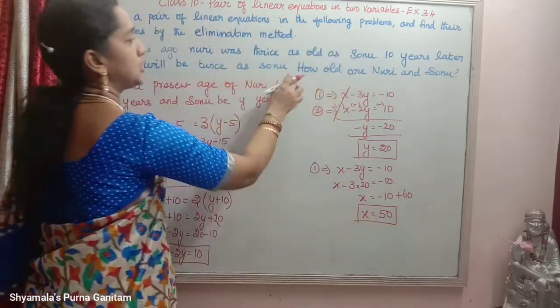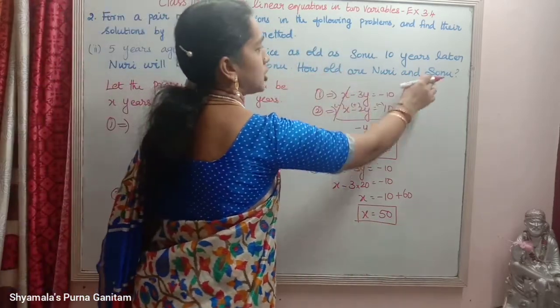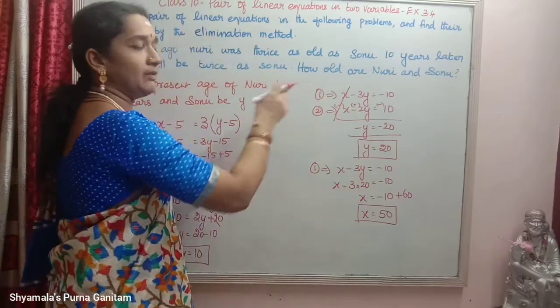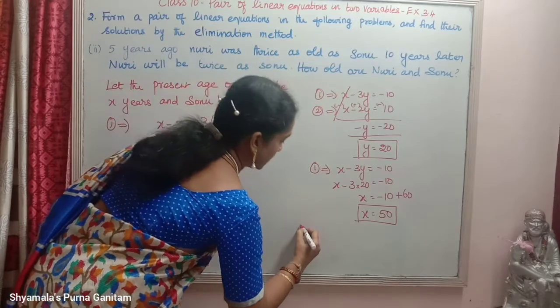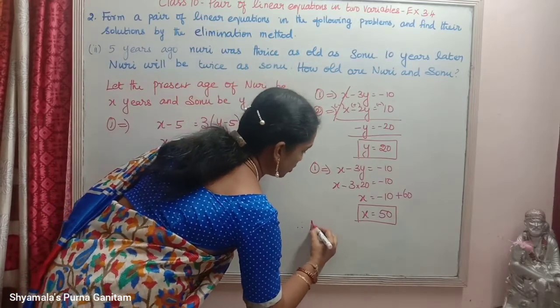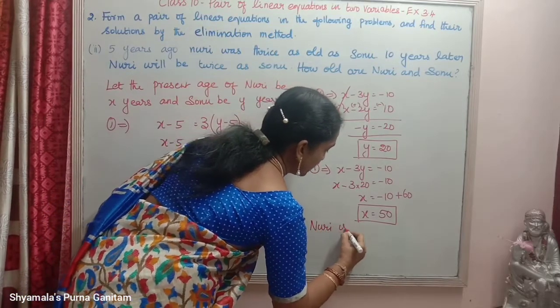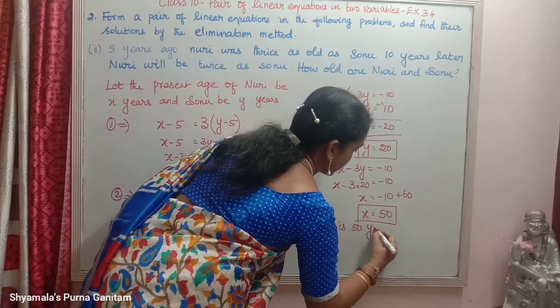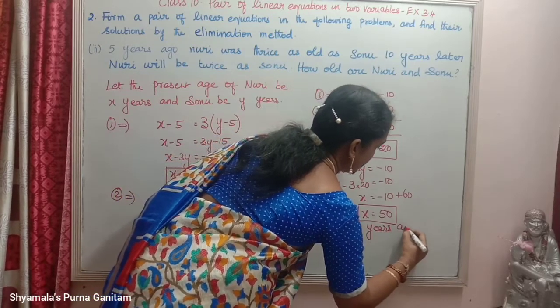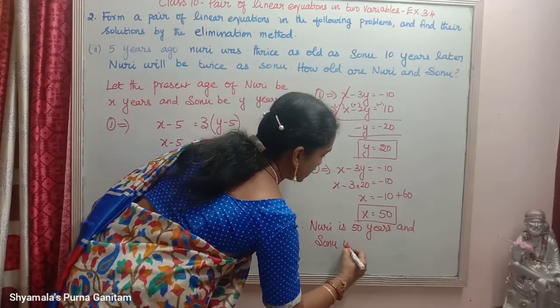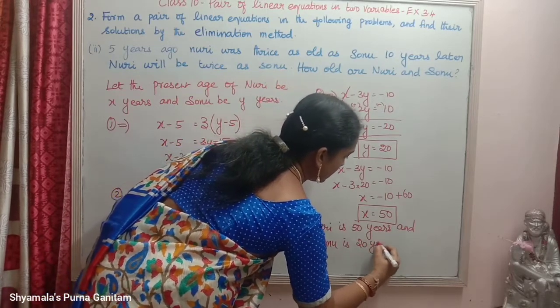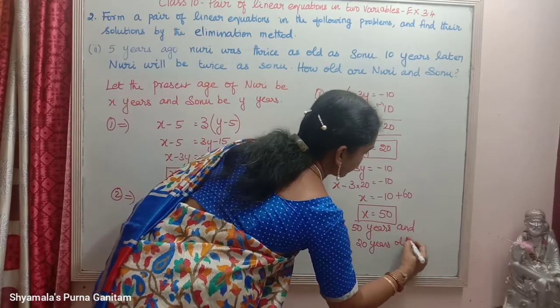So we are asked to find the ages of Nuri and Sonu. Nuri we have taken as x. Sonu we have taken as y. So therefore Nuri is 50 years and Sonu is 20 years old.